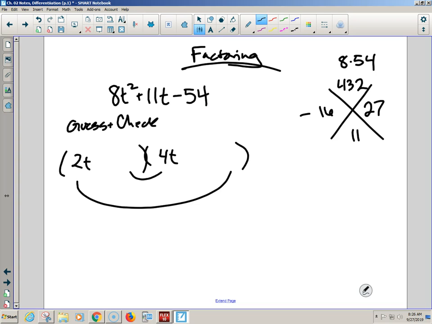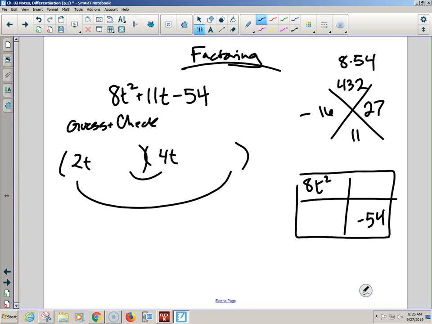Okay, if you know how to do grouping, you would group at this point. If you don't know how to do grouping, there are 2 other methods. One method is to go ahead and do your 8t squared there, your negative 54 there. You can put in your negative 16 as a t and your 27 as a t. And all you have to do is factor out what's in common. So what's in common this way is literally just a t. What's in common this way is a 2.